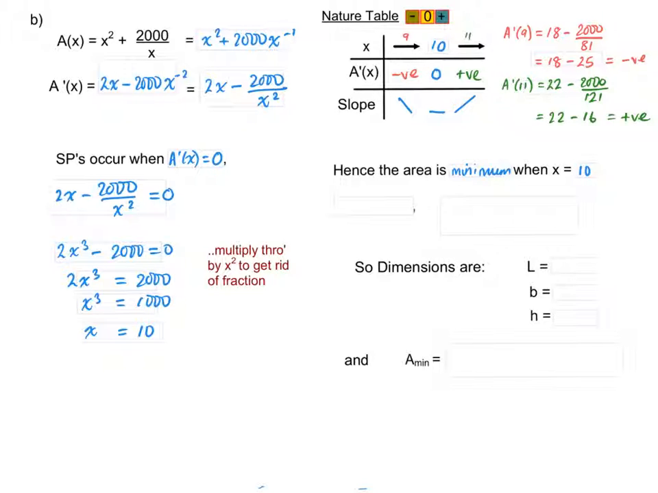So we know from previously that when x equals 10, the height is given by 500 over x squared, which is 500 over 10 squared, which gives us 5. So the dimensions are the length is 10 centimetres, the breadth is 10 centimetres, and the height is 5 centimetres.